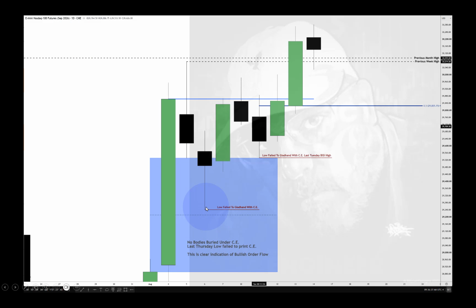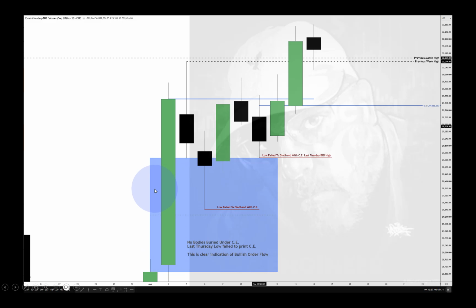This low doesn't touch, so it failed to glad hand with the consequent encroachment. Glad handing is where there's pairing of orders and it allows you to book or print at a specific price level. If it can't do that when this array forms, initially, it means that, okay, if the market's bullish, the upper half, which would be this candlestick's low, down to its consequent encroachment or midpoint, that's where the bullish buy side order flow coming in, like markets, the buyers, okay, for smart money purposes, will want to be buying in that portion of this gap, okay?